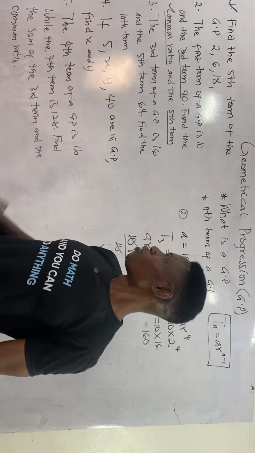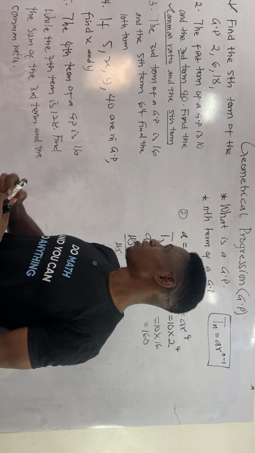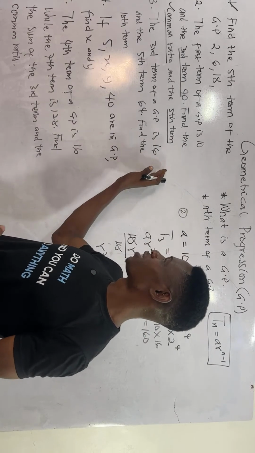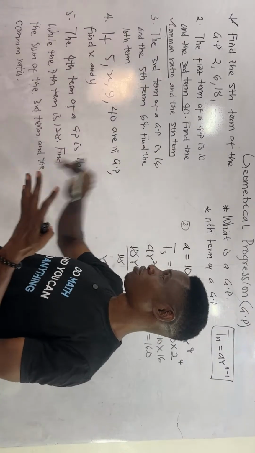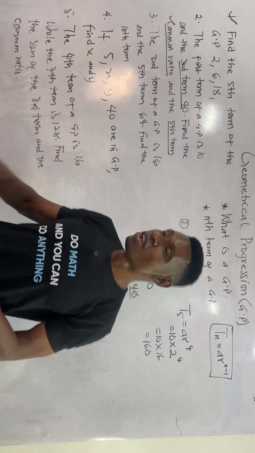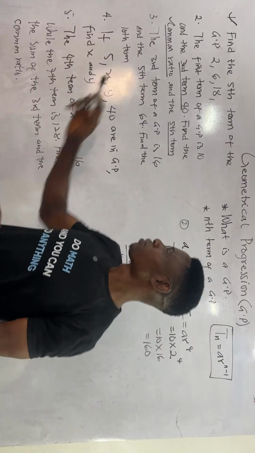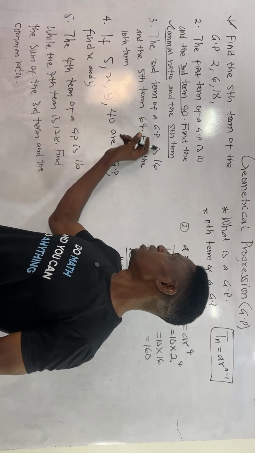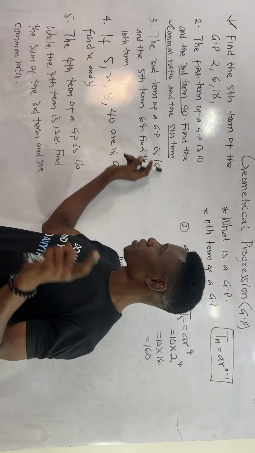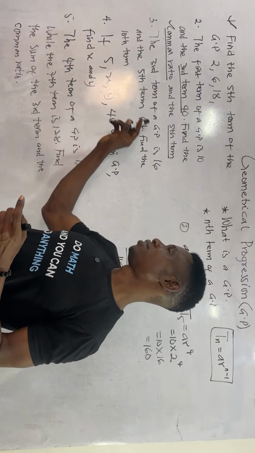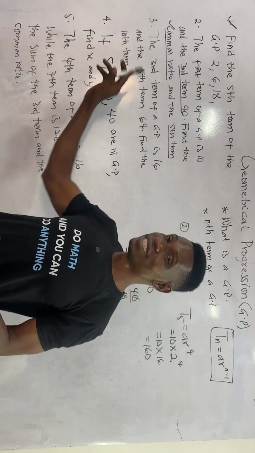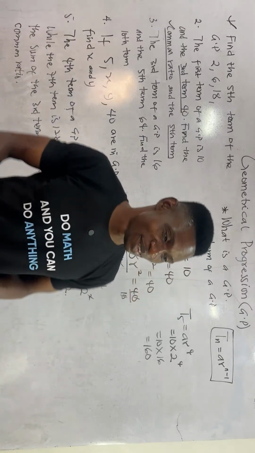So number 3 now. More interesting because the first term was not given. Unlike number 2, they gave us the first term, they didn't give us the common ratio. For number 3, no first term, no common ratio. So the question says the third term of a GP is 16, and the fifth term is 64. Find the 10th term. Very interesting one.